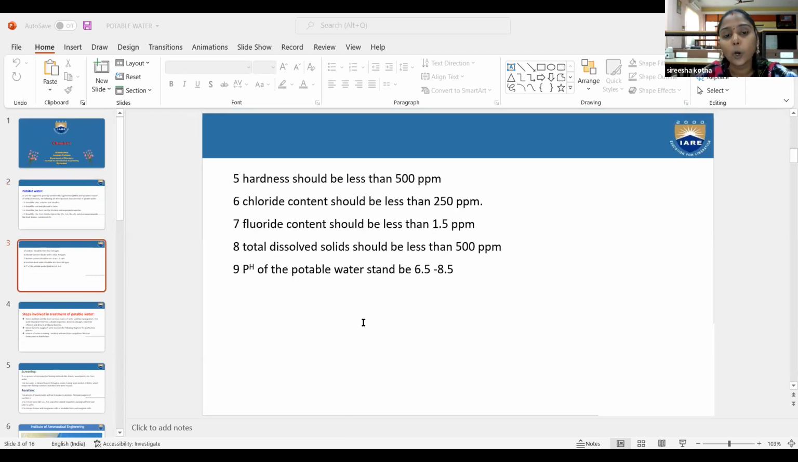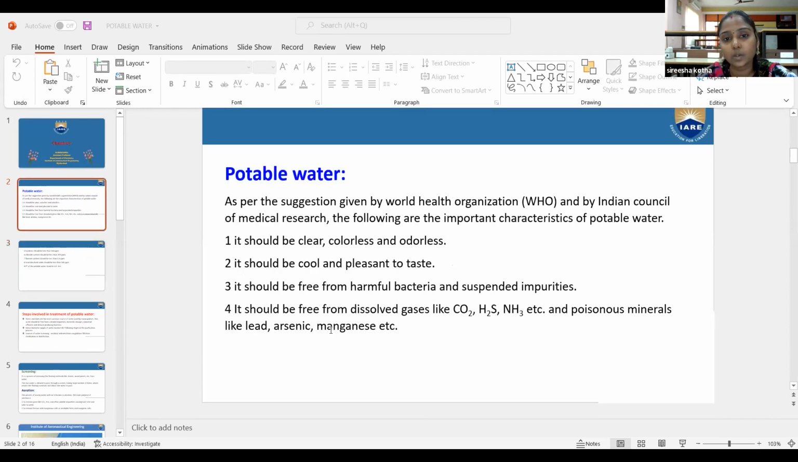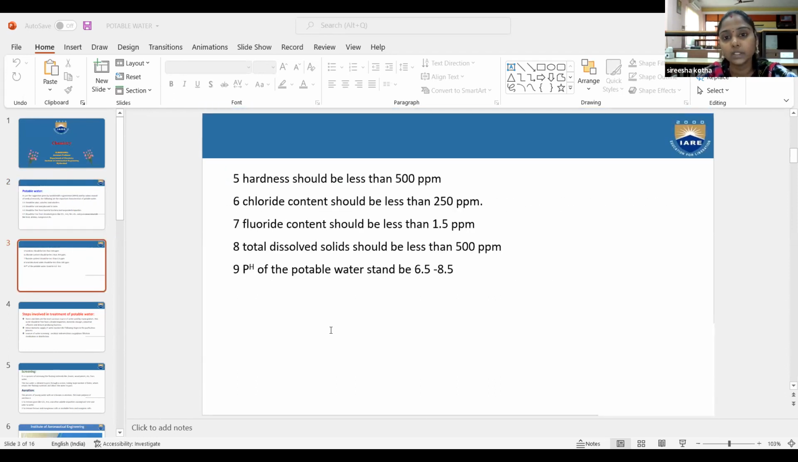Next, hardness should be less than 500 ppm, and chloride content should be less than 250 ppm. Fluoride content should be less than 1.5 ppm. Total dissolved solids should be less than 500 ppm. And the last one is the pH of potable water, which should be 6.5 to 8.5. So these are the characteristics of potable water.